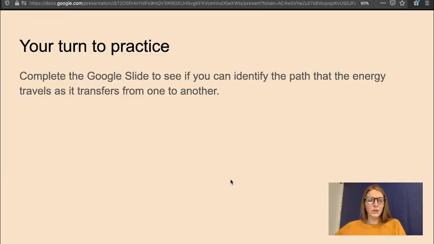So today you're going to get some more practice with this with a Google slide. You're going to be having to just drag and drop where you think the different forms of energy belong in a path, in an energy transfer path. And you're just going to practice with 3 different examples, and we'll get a little bit more practice tomorrow as well.